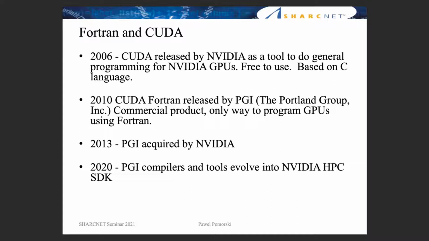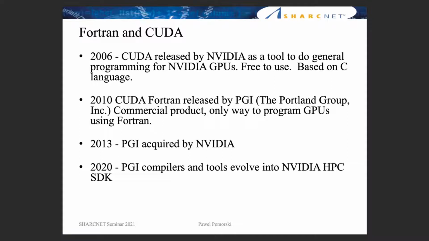To mitigate this somewhat, in 2010, a company called PGI, the Portland Group, a company which makes compilers, released CUDA Fortran, which is a way to program GPUs in Fortran, basically porting CUDA to Fortran. And as far as I know, this is still the only way to program GPUs in Fortran. Initially this was released as a commercial product, so you had to buy the PGI compiler license to use it.